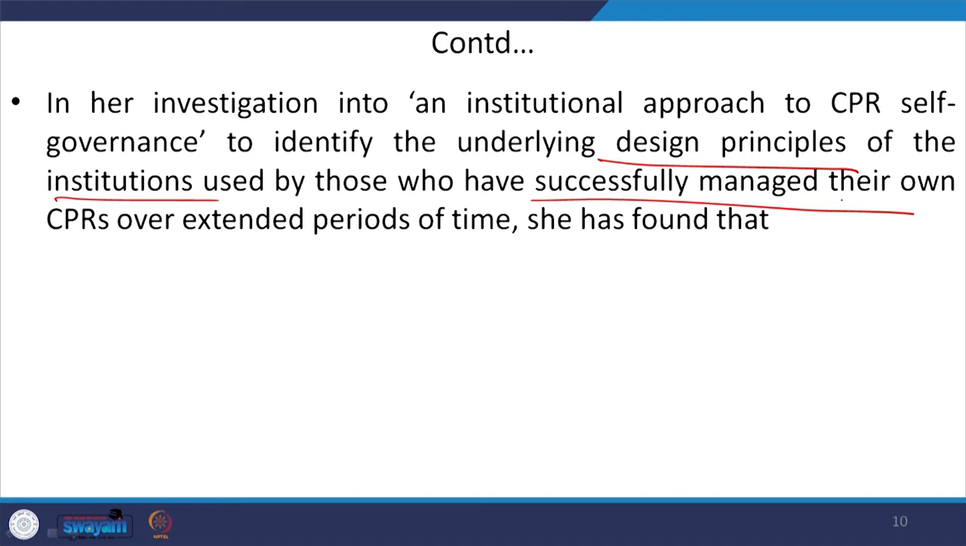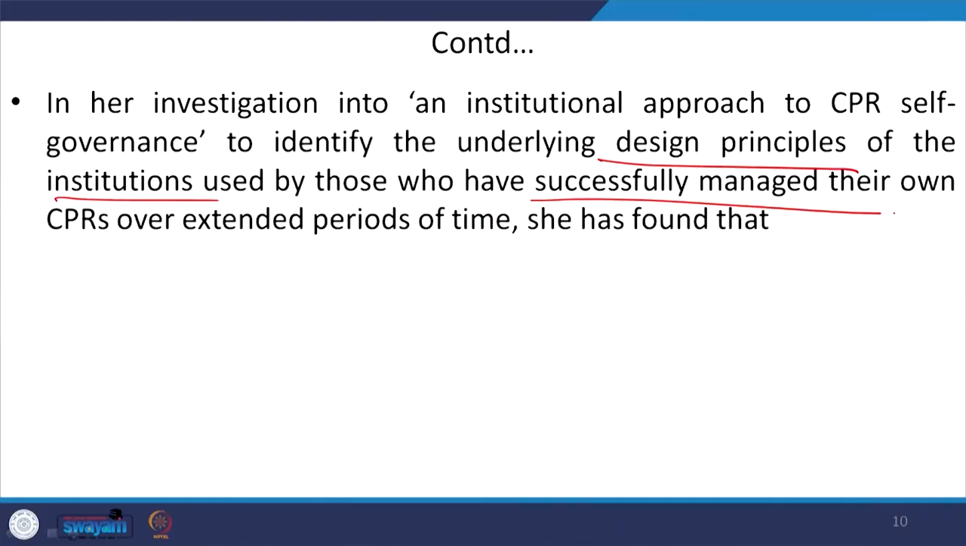So in this context, after taking into account many field surveys from countries across the world, her investigations into this institutional approach to CPR self-governance were meant to identify the underlying design principles of the institutions used by those who have successfully managed their own CPRs over extended periods of time. She found some characteristics.